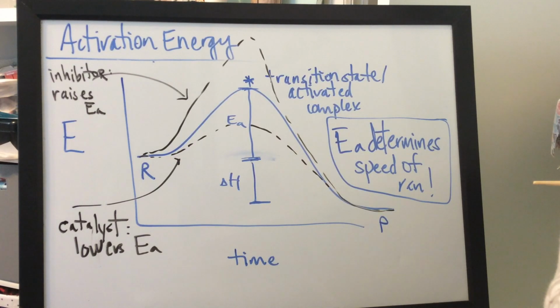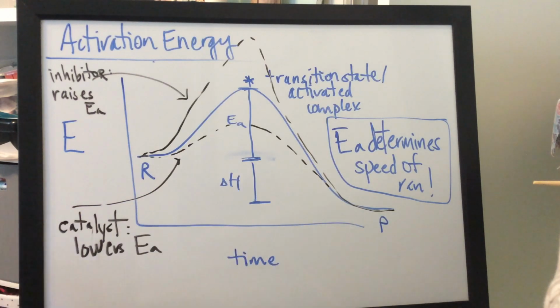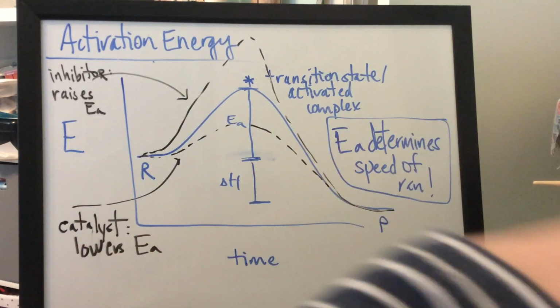So adding a catalyst or an inhibitor will change my activation energy and will change the speed of the reaction, but will not change delta H. So you notice my reactants and my products didn't move their position. Delta H remains unchanged. And delta H has no bearing, none, on the speed of a reaction. Okay, delta H, enthalpy, or energy has nothing to do with how quickly your reaction happens. That's all activation energy. All right. So let's keep going in this packet.